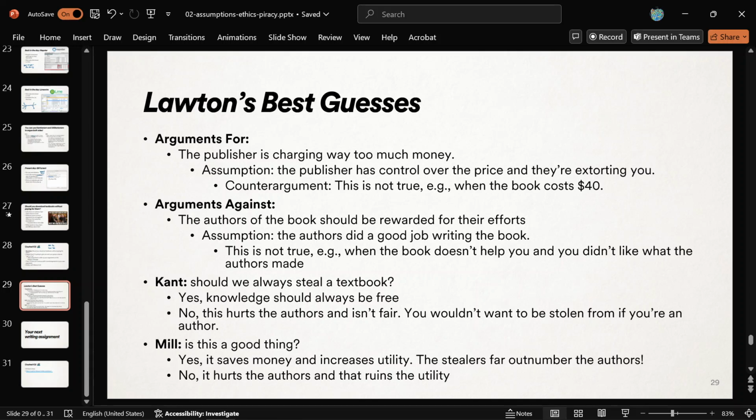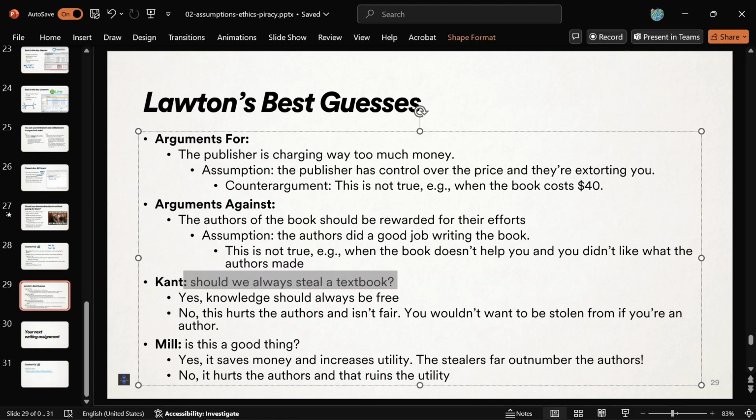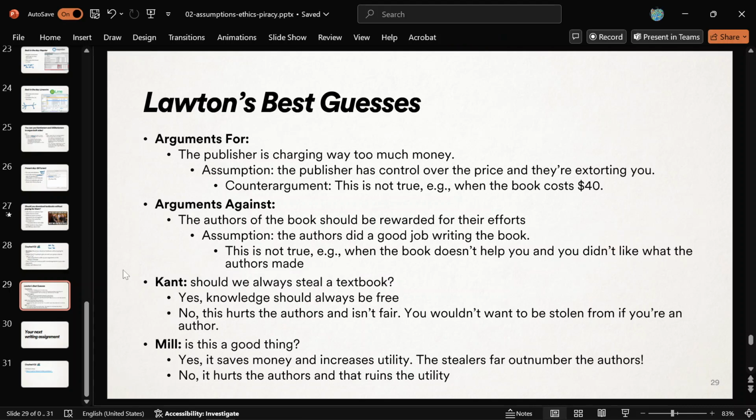If we apply this to our ethical theories, you might ask Kant what he would think, and he would ask the question with the word always in it: all right, should we always steal textbooks? That's what he would ask, essentially. And you could have him say yes or no, based on his views. You put words in his mouth, but again, it's just a viewpoint. It's a way of approaching the problem to get firepower for yourself.